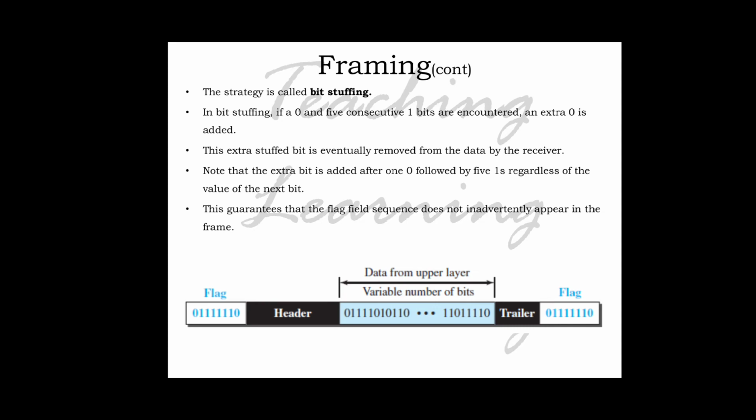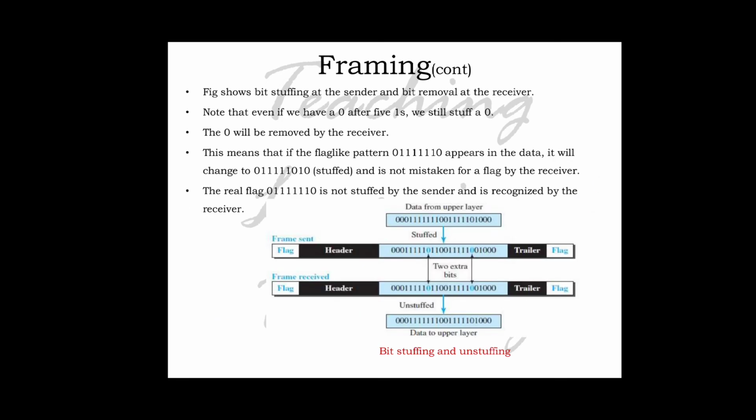So this figure you can use for the exam to represent how this framing happens. There is a flag at the beginning and end of the frame, and this is 0 1 1 1 1 1 1 0, and next the data, the header and trailer. So the figure shows the bit stuffing and unstuffing.